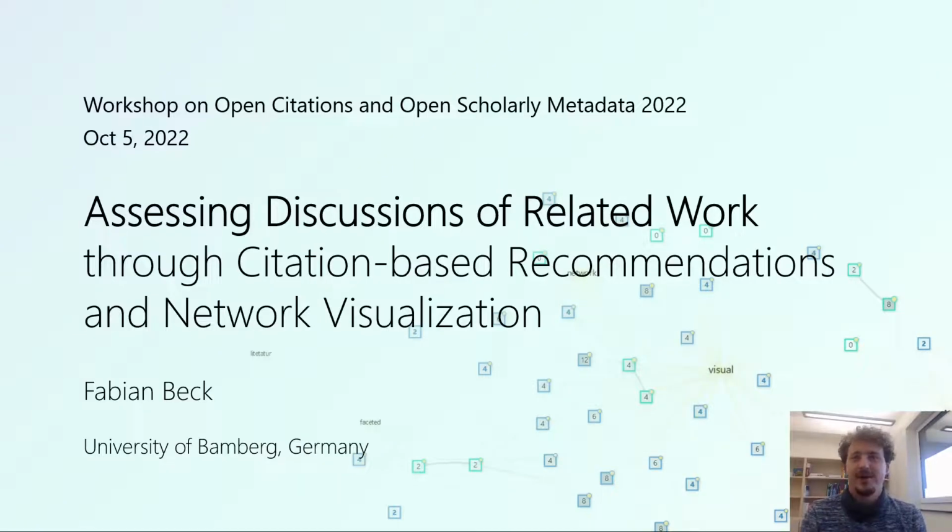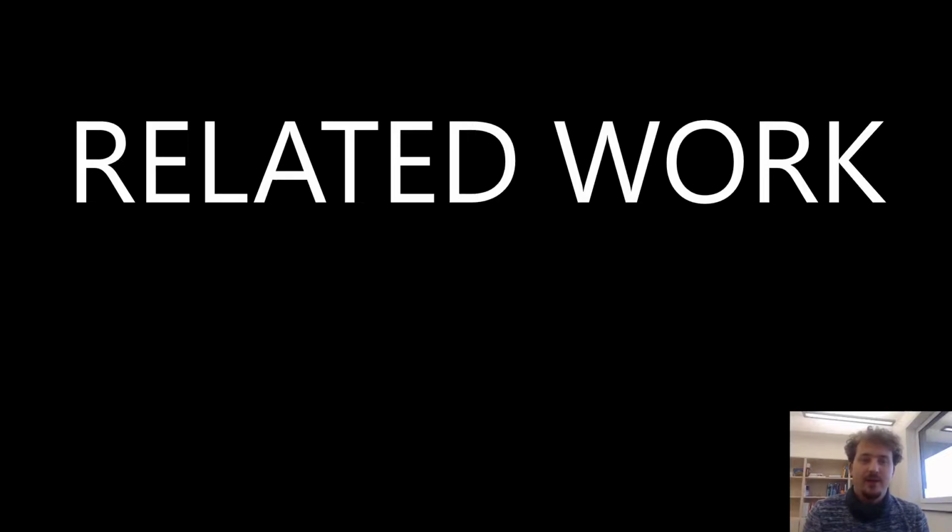This talk is about assessing discussions of related work. Basically, any research builds on previous research, and in the publications, this is discussed in sections called related work or similar. When a publication is then submitted to peer review, the reviewers have to judge whether the discussion of related work is comprehensive and good.